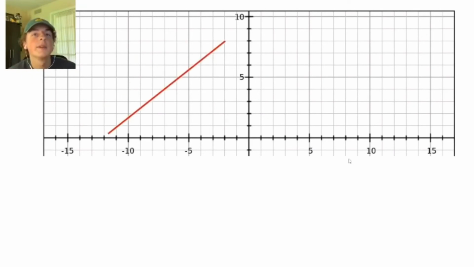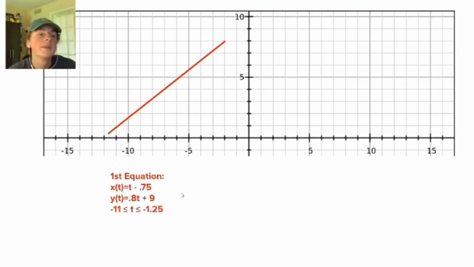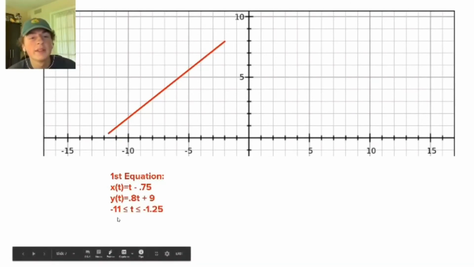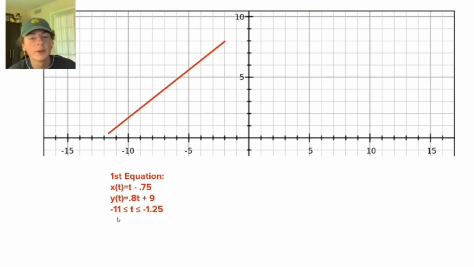Here's the first part coming in. Okay, the linear part. Pretty solid line. First equation: x of t equals t minus 0.75, y of t equals 0.8t plus 9. This will be from -11 to -1.25 for the t-values. Okay, let's bring in the second part.